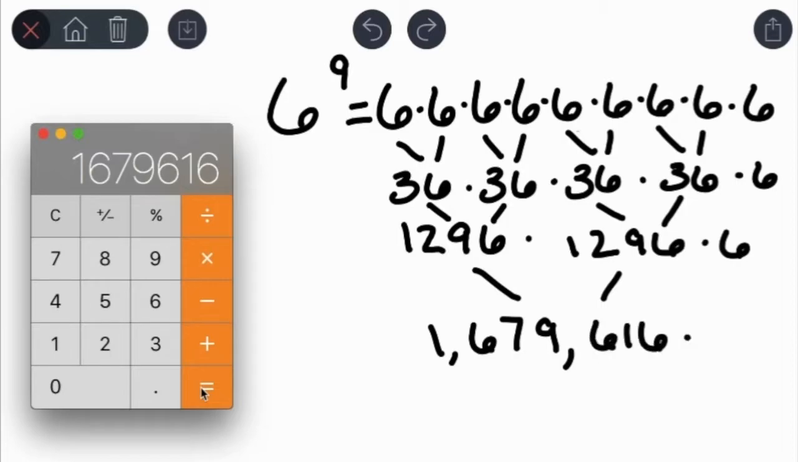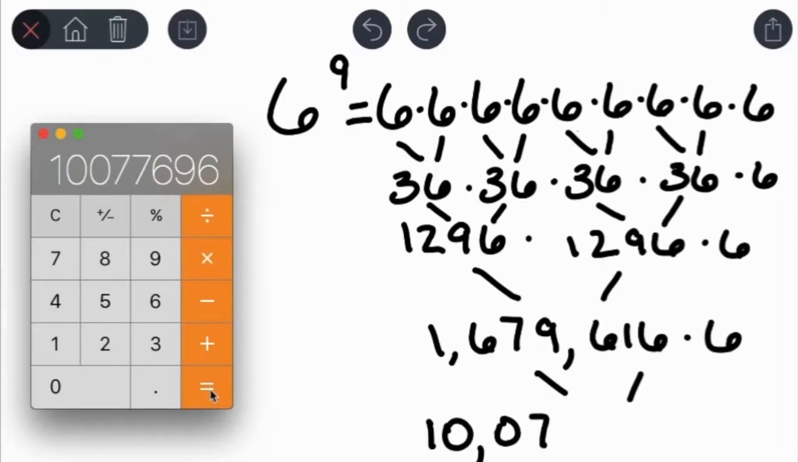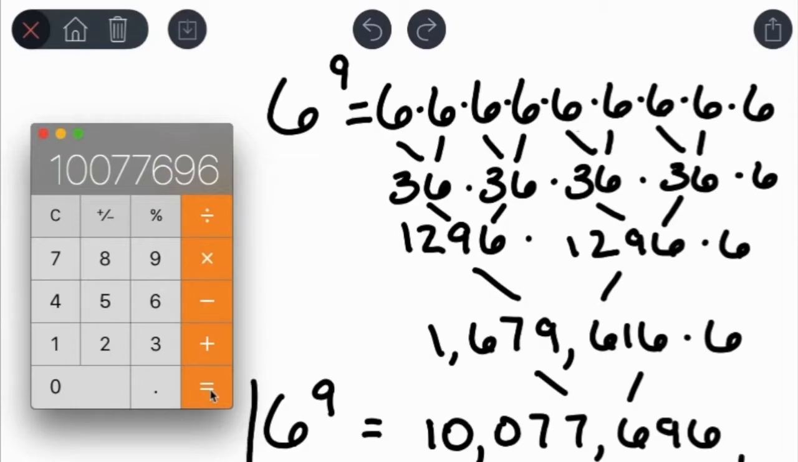multiplied by 6. And this is part of why, even if you have a calculator, you still want to write it out, because it's easy to forget that you still needed to multiply all that by 6. Whoa. Okay. Our final answer is 10,077,696. So 6 to the 9th equals 10,077,696. And the calculator definitely saved us time.